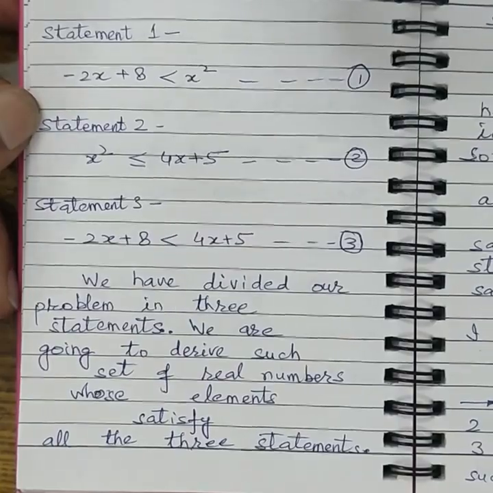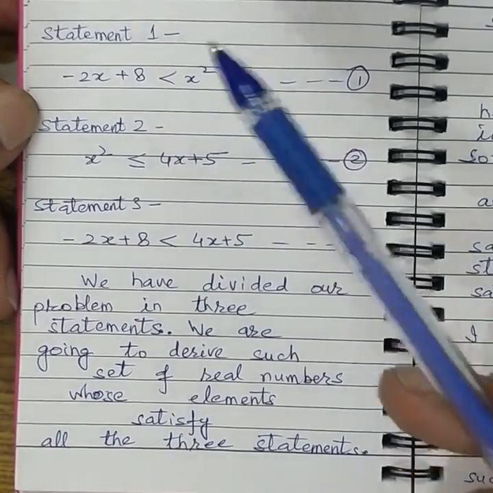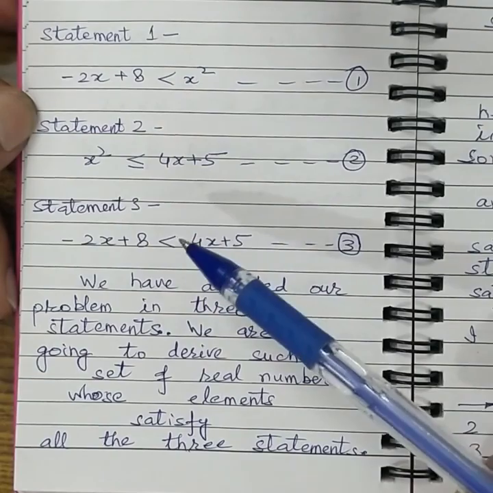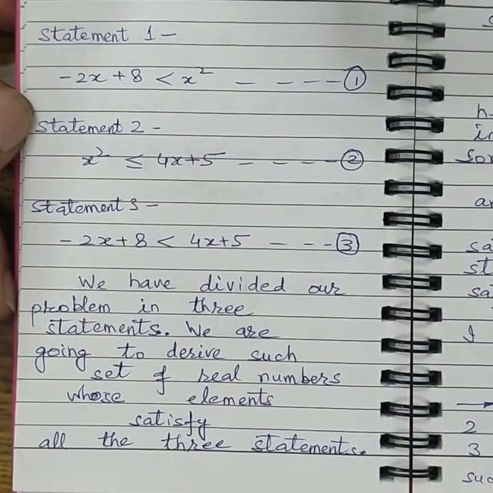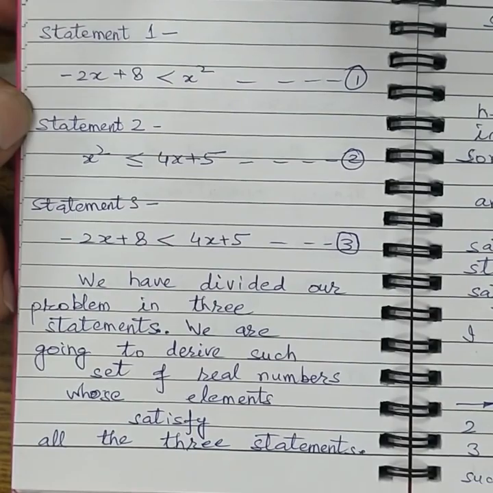We had discussed dividing the problem into 3 statements. These are the 3 statements in which the problem has been divided. Then we discussed the precaution that if any 2 out of 3 statements are satisfied, it is possible that the third statement is not satisfied. Hence, all the 3 statements are to be considered at the same time.